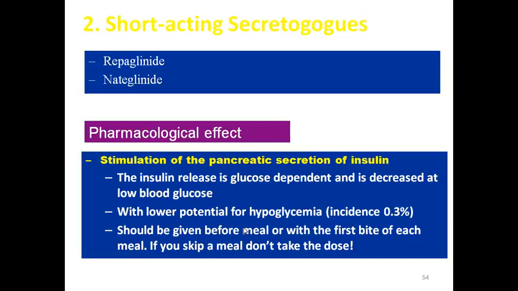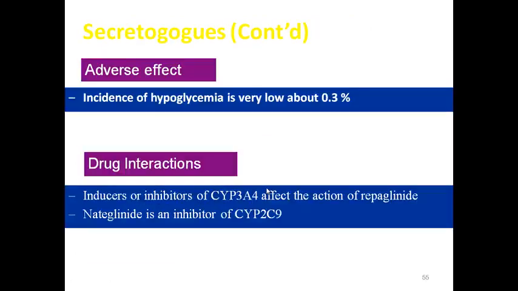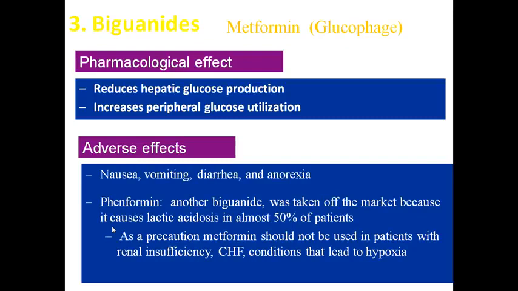Then we have the short-acting secretagogues, repaglinide and nateglinide. They cause glucose-dependent insulin release. They cause the release of insulin when there is excessive glucose in the body, and this insulin secretion is decreased at low glucose levels. With a lower potential of hypoglycemia, they have to be given before a meal or with the first bite of each meal. If you skip a meal, you don't need to take this drug, so it will only cover if the glucose is raised. Hypoglycemia incidence is there, but it is low. Inducers or inhibitors of cytochrome 3A4 affect the action of repaglinide, and nateglinide is an inhibitor of cytochrome 2C9.